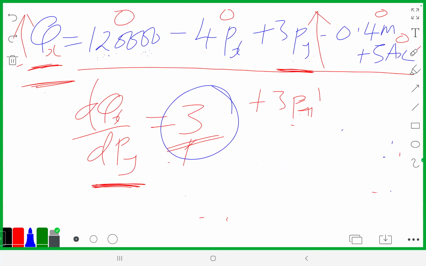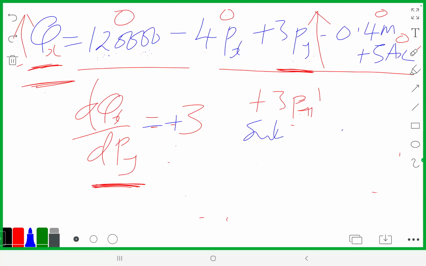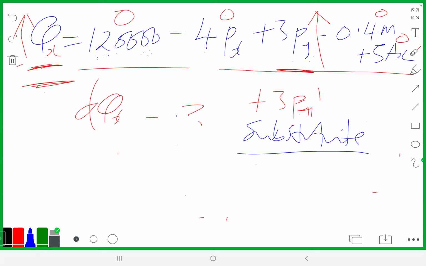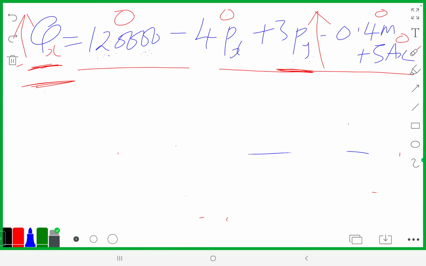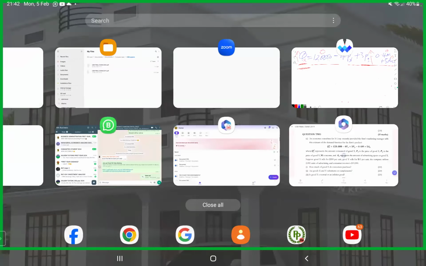So now, the conclusion of the matter is that as long as the cross partial derivative is positive, then we know that these are substitute goods. If the cross partial derivative is positive, then we know that these are substitute goods. If it were a negative answer, then we could have said these are complement goods. Complement goods have a negative answer.